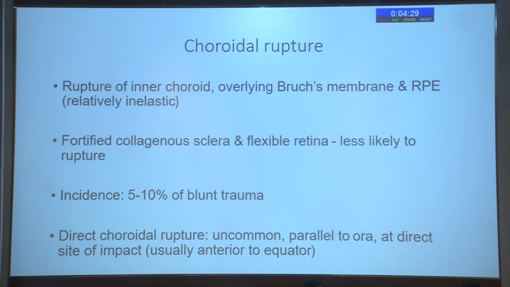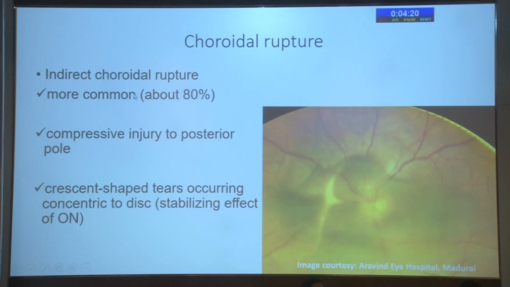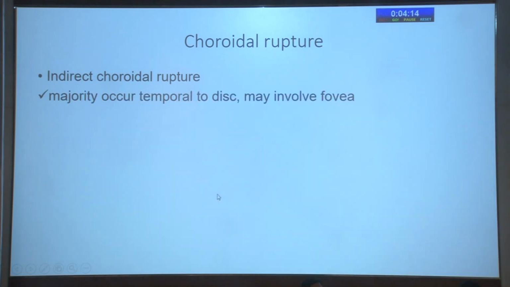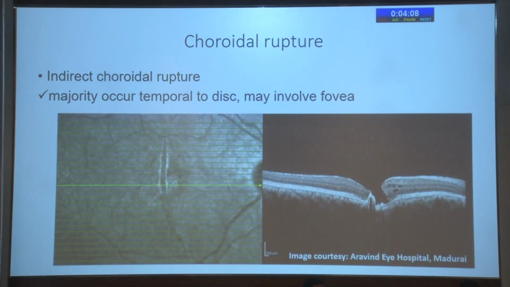So it can be of two types. One is direct and one is indirect. Direct choroidal rupture is uncommon and usually parallel to the ora at the direct site of impact. And indirect choroidal ruptures are more common. Like here we see a choroidal rupture nasal to the optic disc. And the majority of them, although, occur temporal to the disc and may involve the fovea. Like in this patient, it is crescent shape involving the fovea.